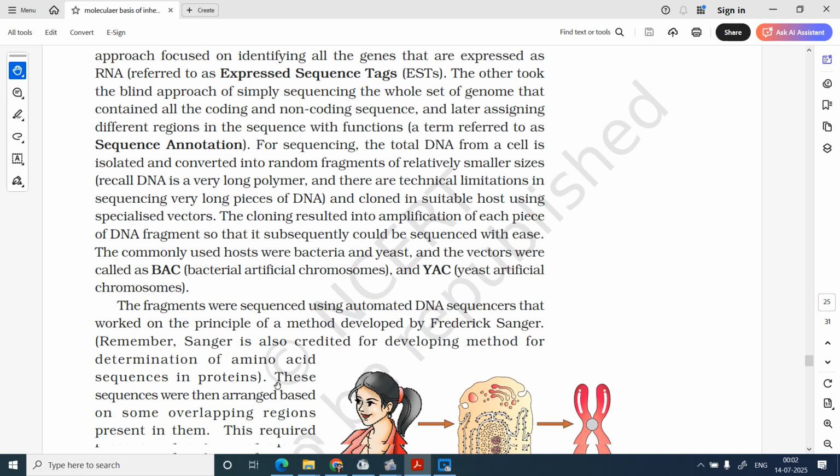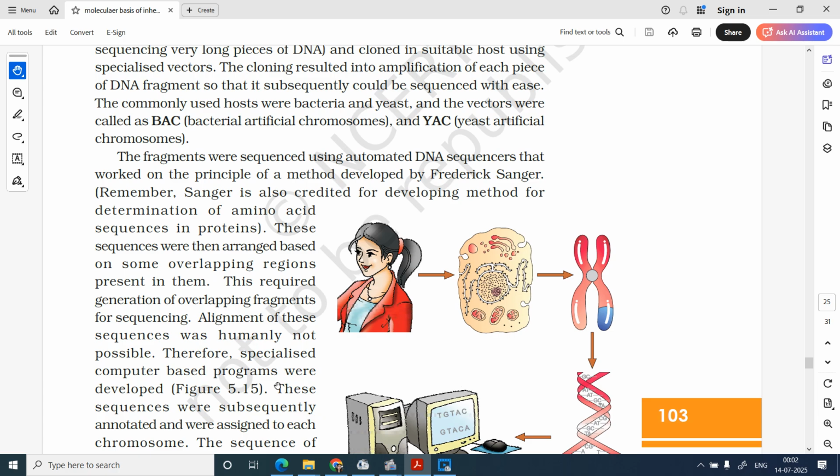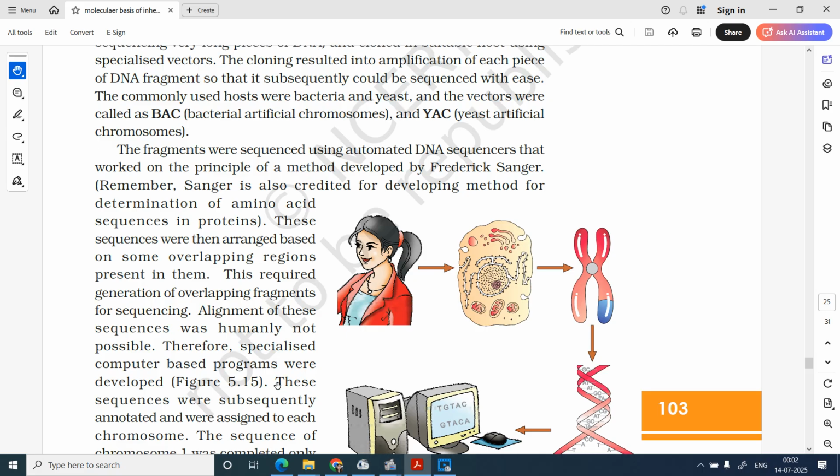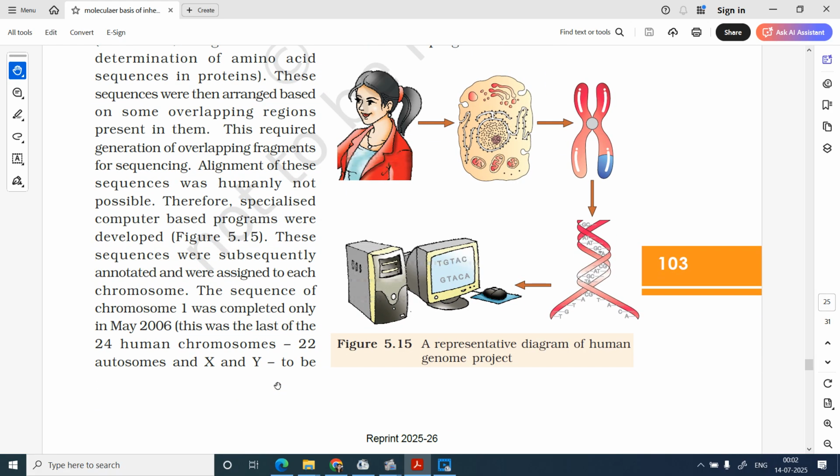yeast artificial chromosome. The fragments were sequenced using automated DNA sequencers that worked on the principle of the method developed by Frederick Sanger. Remember, Sanger is also credited for developing the method for determination of amino acid sequences in proteins. These sequences were then arranged based upon overlapping regions present on them. This required generation of overlapping fragments for sequencing. Alignment of those sequences was humanly not possible. Therefore, specialized computer-based programs were developed. Figure 5.15. These sequences were subsequently annotated and assigned to each chromosome.